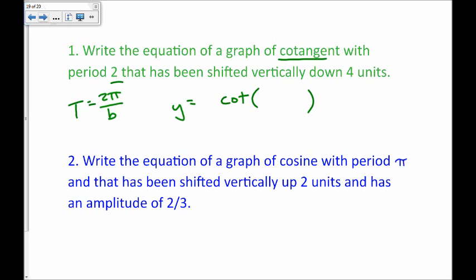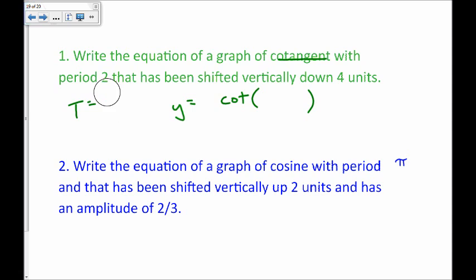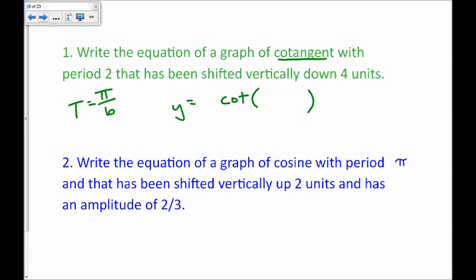If you want to go back and look at video 2 where I graphed the cotangent, notice that every pi, it repeats itself. So instead of 2 pi here, I'll need to put pi over b for cotangent. It's a little different than we've done in the past, but that's what we'll have to do. Now the period is 2, so 2 equals pi over b. Put this over 1, I swap these, and so b is equal to pi halves.